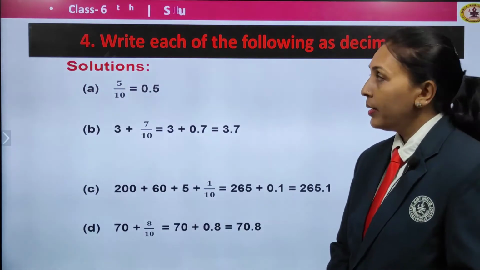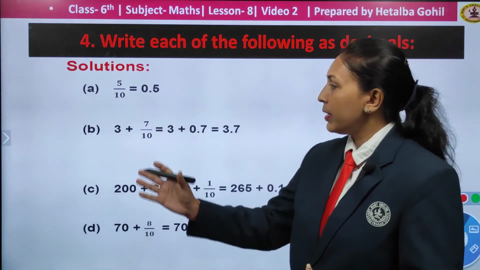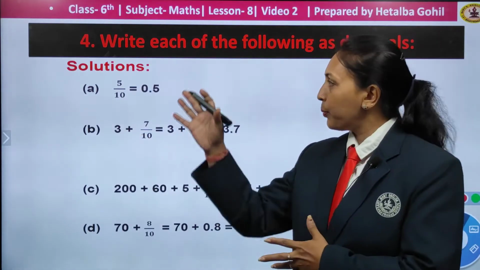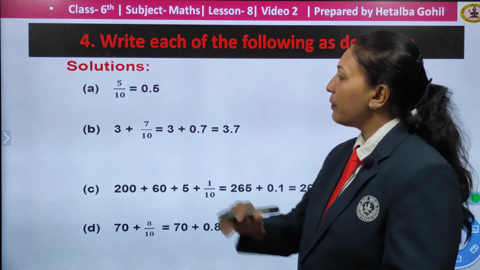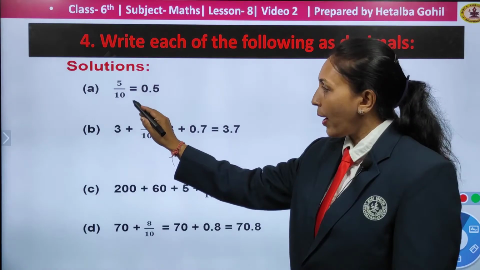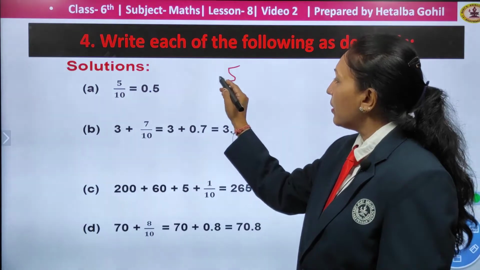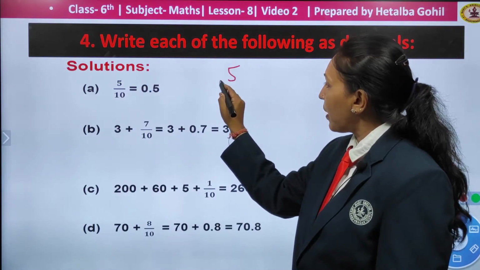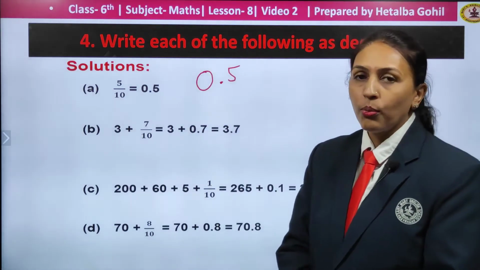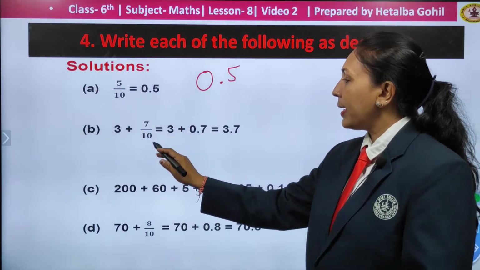Question number 4. Write each of the following as decimals. Here the numbers are given in the form of whole numbers, and it is a combination both of fraction and whole number. We have to add them and put it as decimal numbers. The first one given to us is 5 by 10. 5 by 10, that means I have to put a decimal point one place from the back. Suppose I write 5 here, from the back I have to count one place, it is only one. So after that immediately decimal, and there is nothing in the whole number part, so it will come 0.5 here.